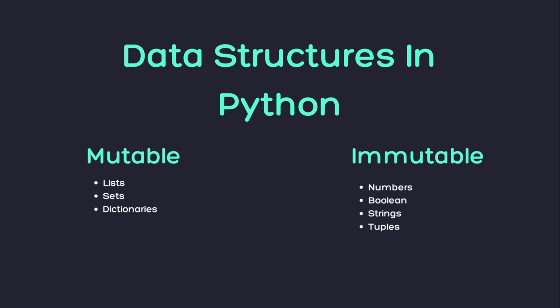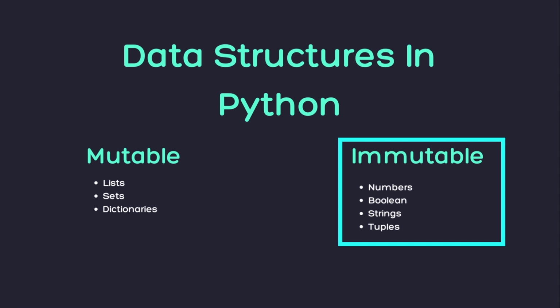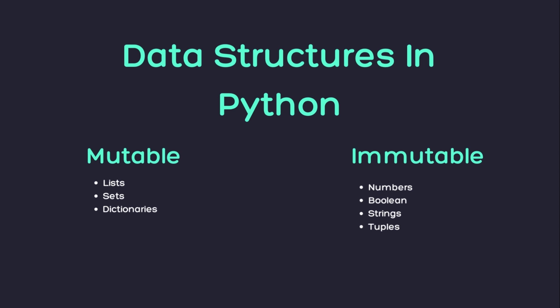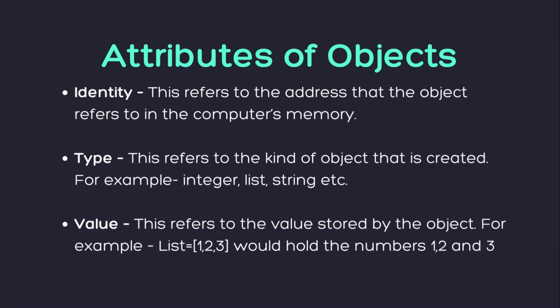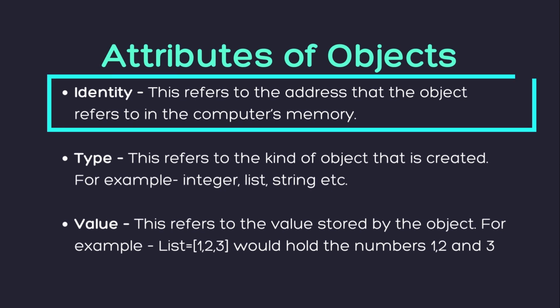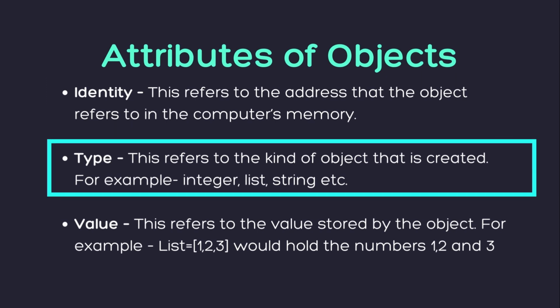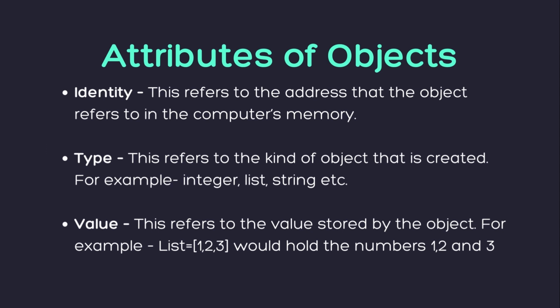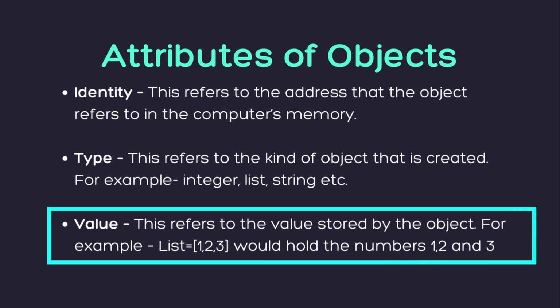Okay, so data structures in Python. For mutable objects, we have lists, sets, and dictionaries. For immutable, we have numbers, booleans, strings, and tuples. While the characteristics are different across these types, they all share three attributes. Identity, which is the address that the object refers to in the computer's memory. Type, which we already covered, is the kind of object that is created, string, list, integer, etc. And lastly, value, which is the value stored by the object.